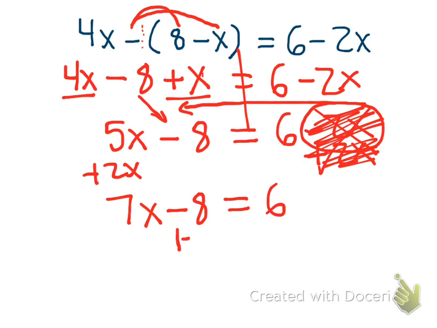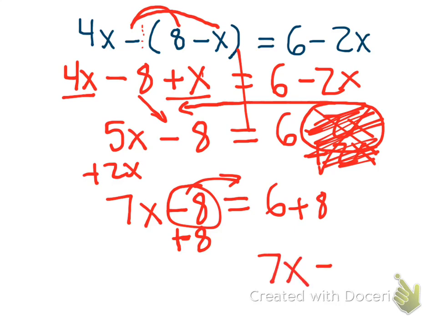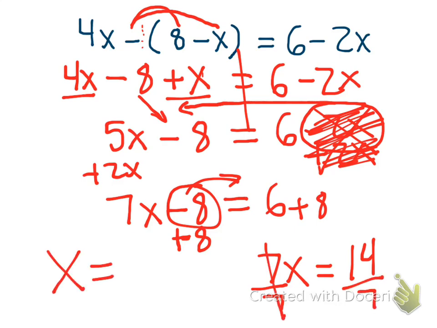Still separating the terms, trying to get all the constants on this side. I want to get this bad boy on this side. So add 8. Now I have 7x is equal to 6 plus 8 is 14. Now we're down to a one-step equation, which is divide by 7. Divide by 7. X equals 2.